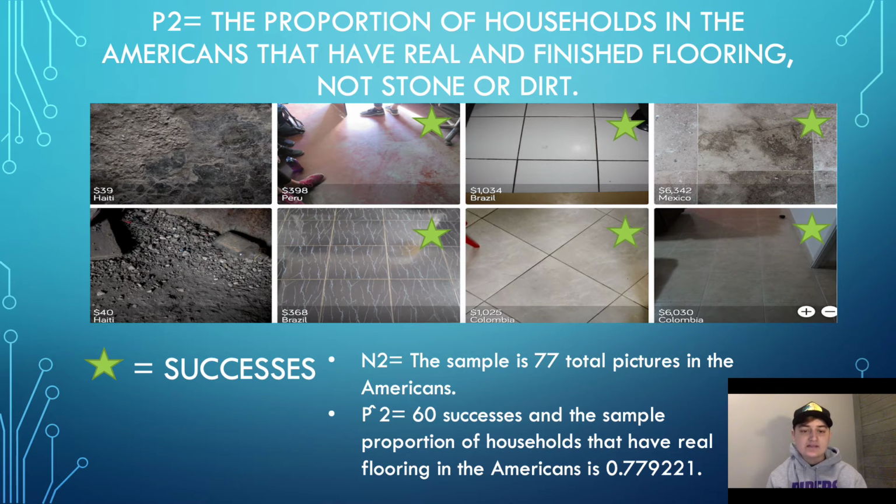My sample size for this one in the Americas is 77 total pictures. And out of those 77 photos, 60 of them were a success. So my p-hat2, the sample proportion of households that have real flooring in the Americas, is 0.779221.